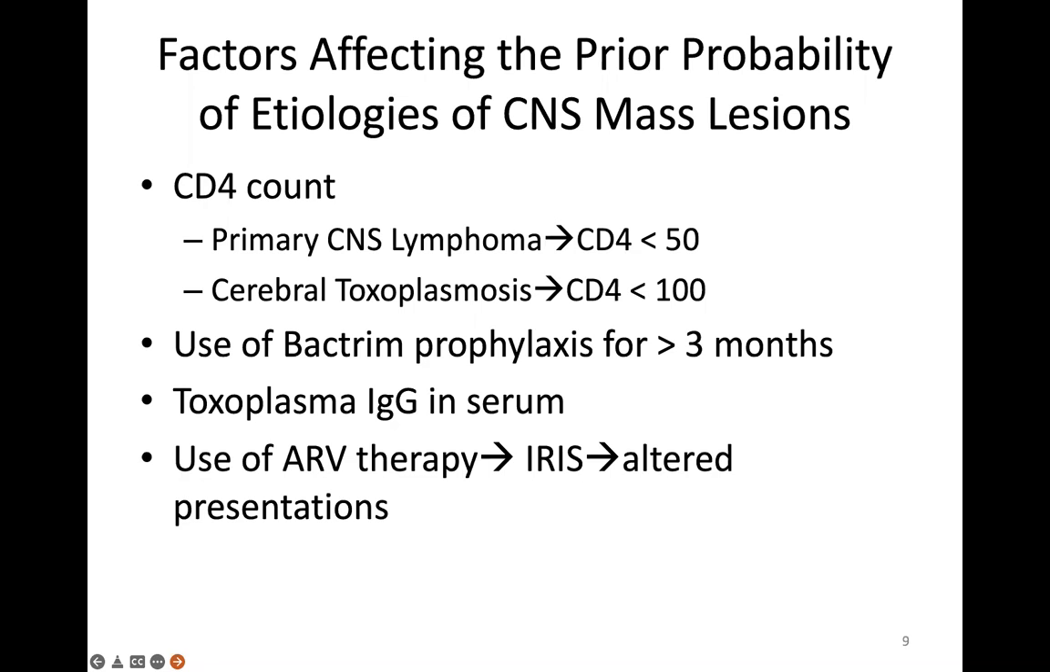A quick, rapid blood test for toxoplasma IgG. If that test comes back negative, well, you could still have some acute toxo, which is rare as well. But if it is positive, and with the type of CT scan we saw, then toxoplasmosis becomes likely.